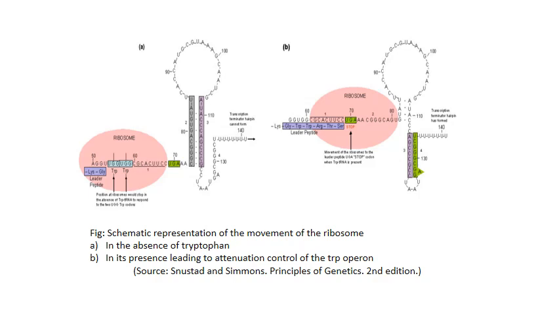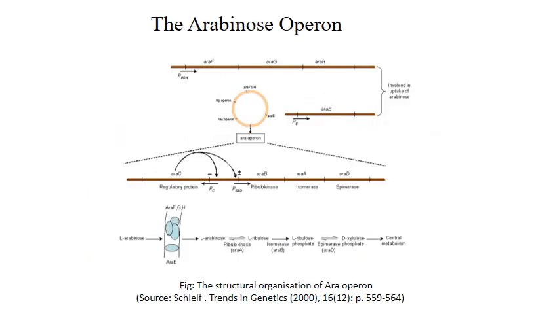This results in the termination of transcription, what is called attenuation, before the structural genes TrpE through TrpA can be transcribed. The attenuation system is thus able to sense the intracellular concentration of tryptophan and modulate the regulation accordingly.